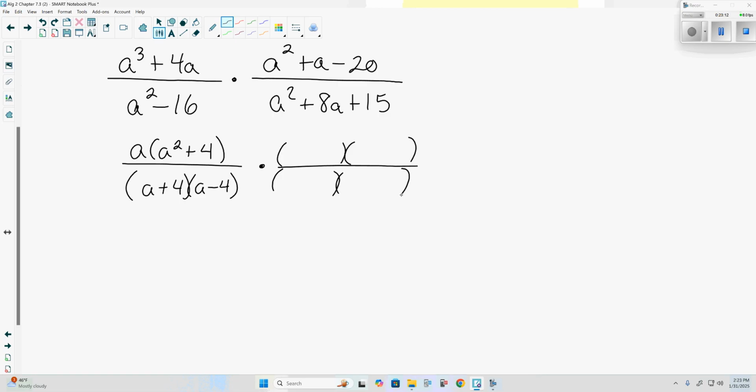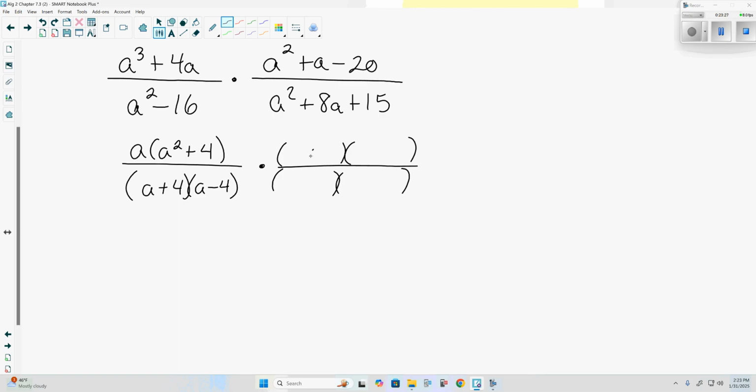Now I'm going to go on and put the sets of parentheses on the other one because neither the top nor the bottom has the greatest common factor. So we'll do our sets of parentheses. Which one do y'all want to do first? Top one, a squared plus a minus 20.